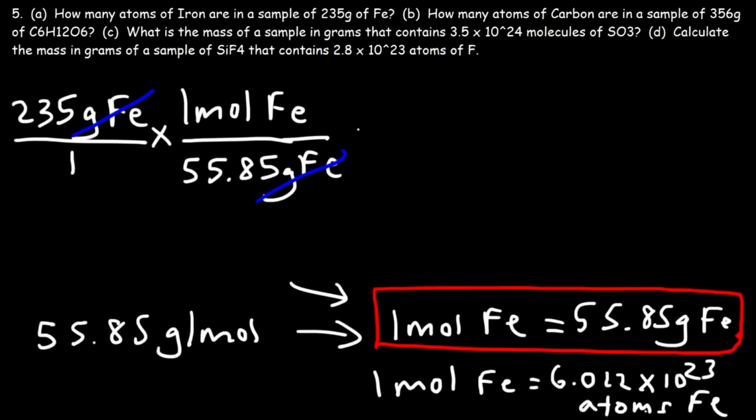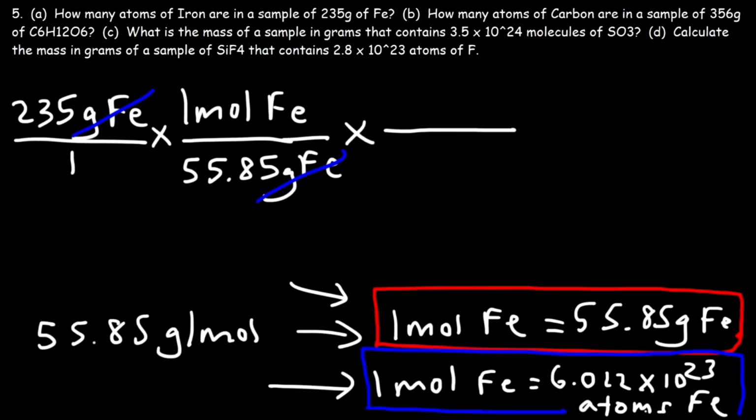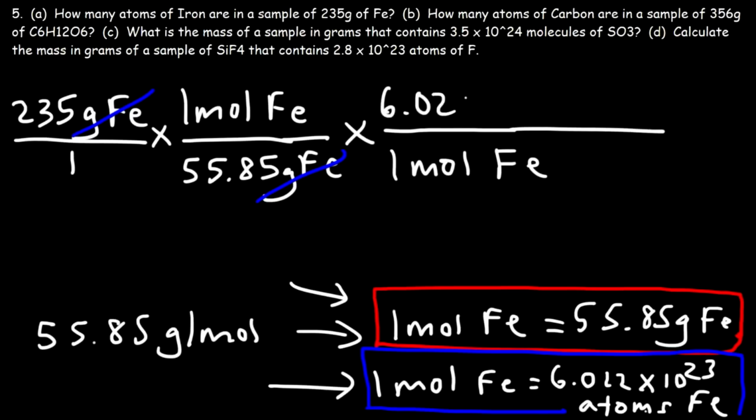Now the next thing that we need to do is use the last conversion factor. We need to convert from moles to atoms. So since we have moles on the top, let's put it on the bottom. So 1 mole of Fe contains 6.022 times 10 to the 23 atoms of Fe.